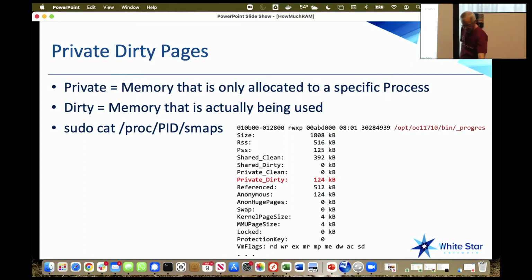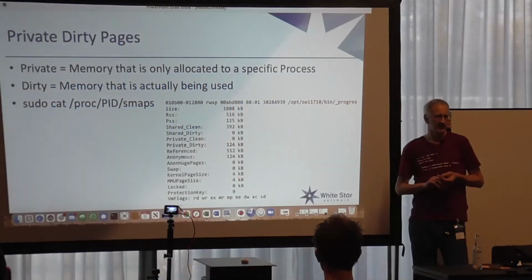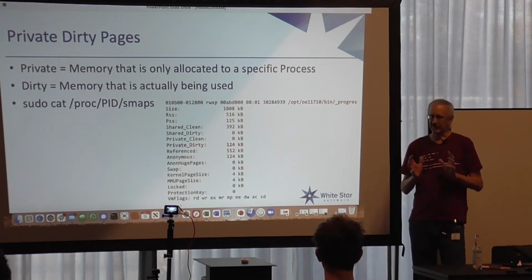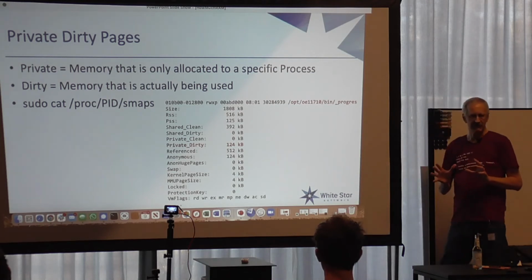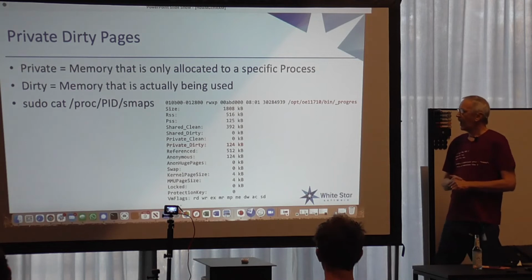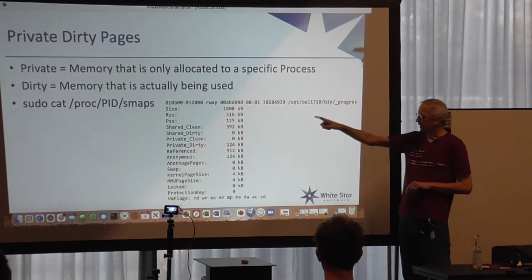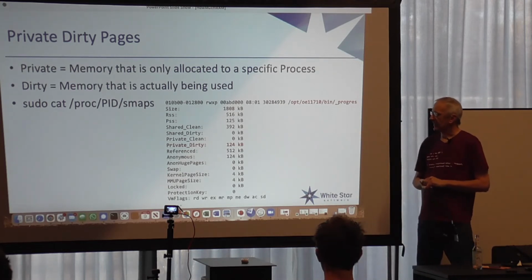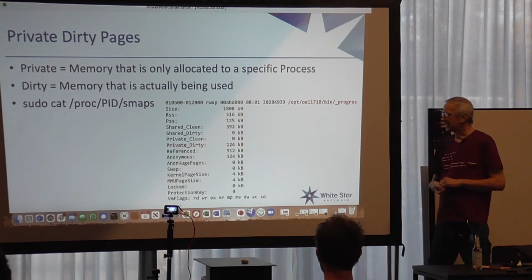And a private dirty page is exactly what we want. It's private, which means that only our process has this memory map to it. It's dirty, which means it's being used. So this is perfect. This is exactly what we're after. We're after the stuff that is unique to us. And you get that information by doing a cat of /proc/pid/smaps.